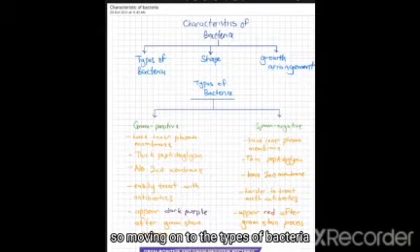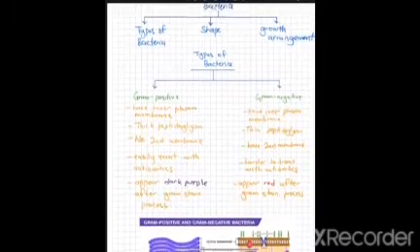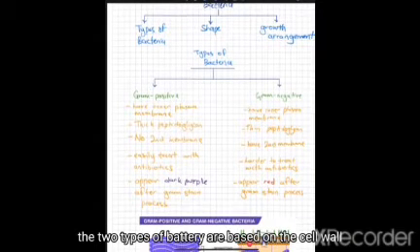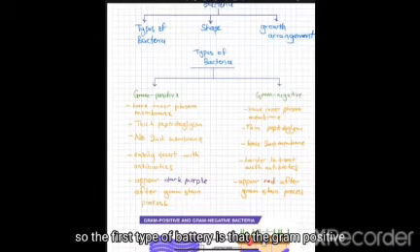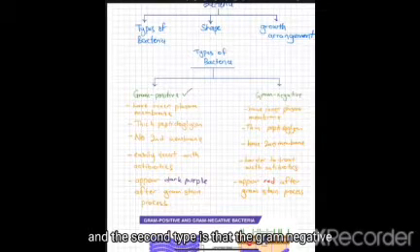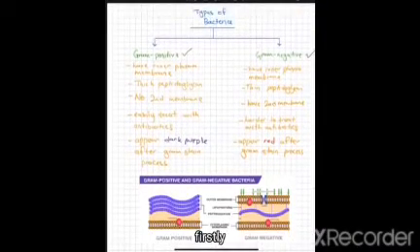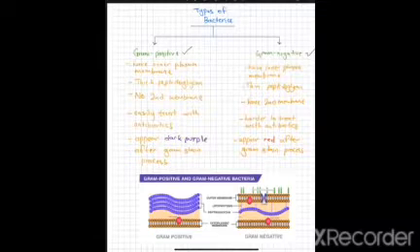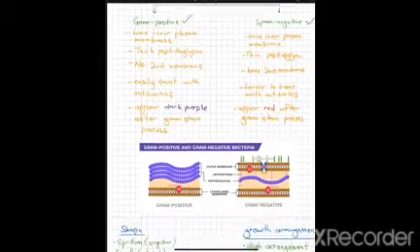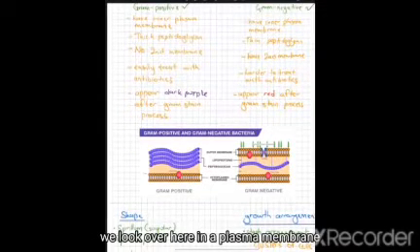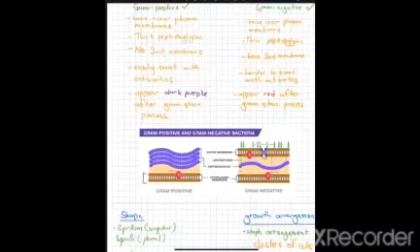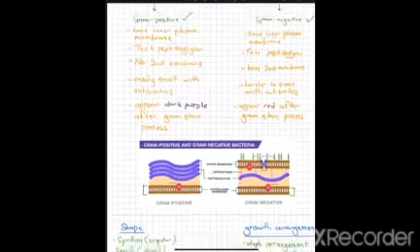So moving on to the types of bacteria. There are two types of bacteria based on the cell wall. The first type is the gram positive, and the second type is the gram negative. So let's look at the differences between both of them. Firstly, both of them have inner plasma membrane. We look over here, inner plasma membrane, and here inner plasma membrane.